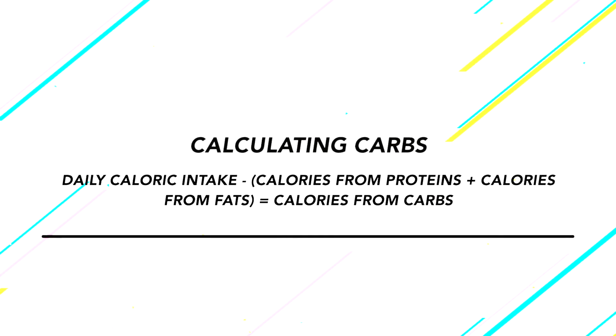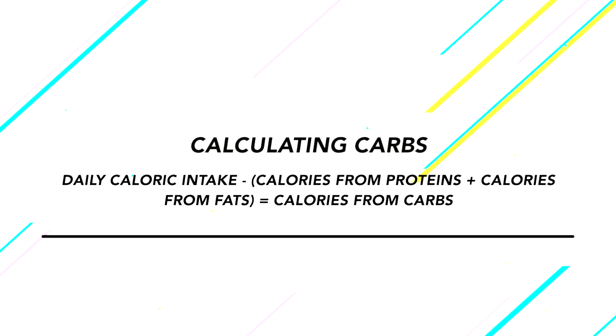So how do you figure out carbs? This is the simplest macronutrient to figure out ever. Let's say this is my calories, and then these are my proteins, these are my fats. So what am I going to do? I am going to take my proteins, add my fats, add them together, and then subtract it from my daily caloric intake.